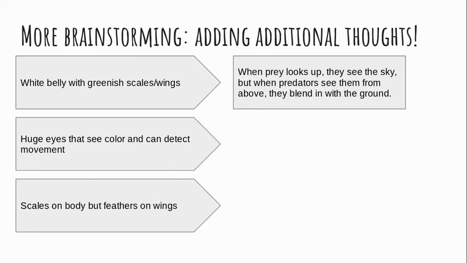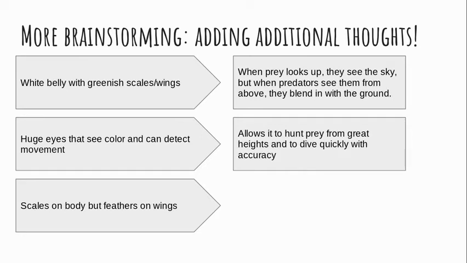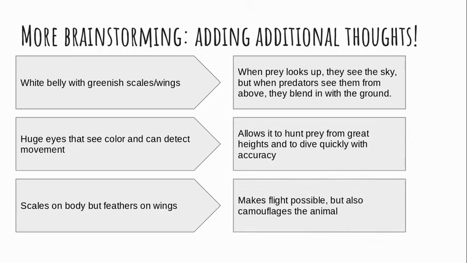Second thing, the huge eyes. Here's my additional thought. Those huge eyes allow it to hunt prey from great heights and dive quickly with accuracy. And then the last thing, I said it has scales and feathers on its wings. I said it makes flight possible, but it also camouflages the animal. Maybe the fact that it's got scales and feathers makes it blend in.